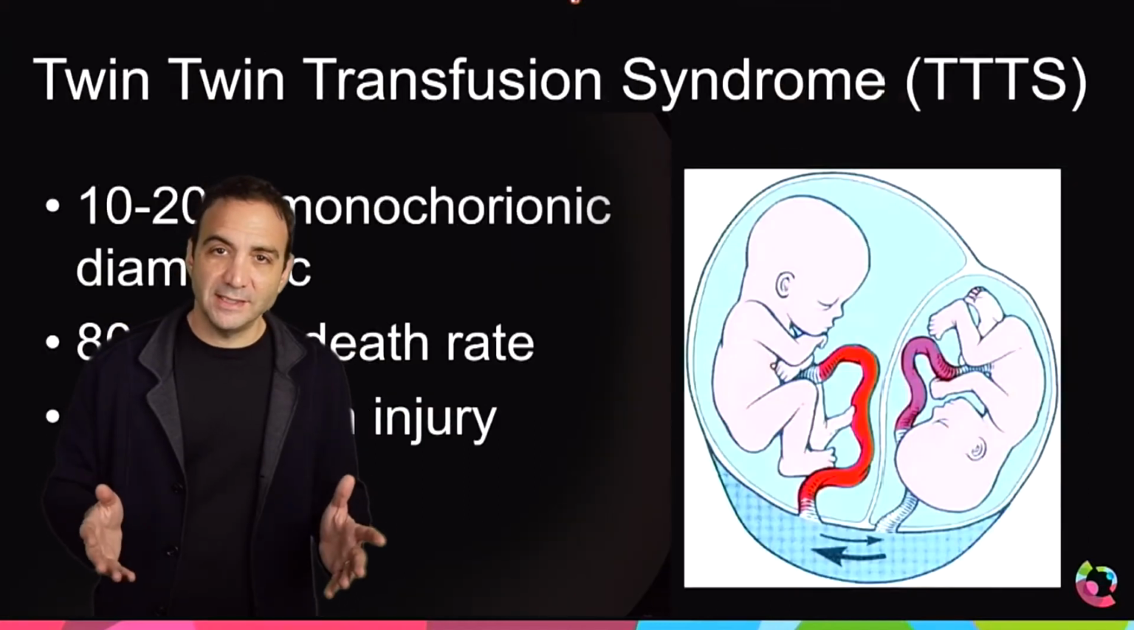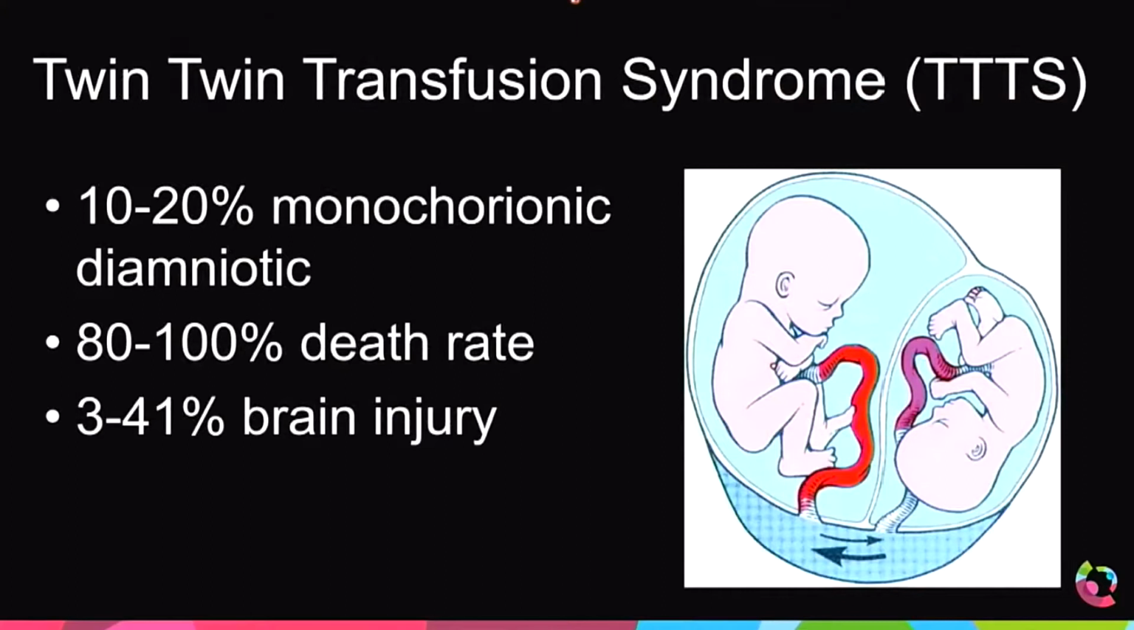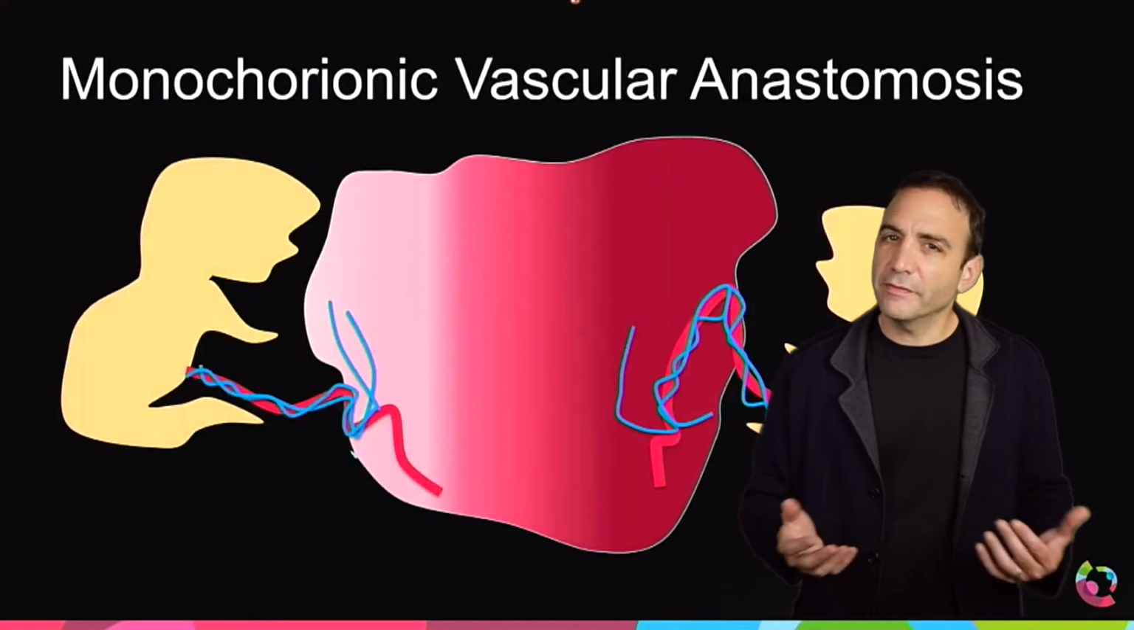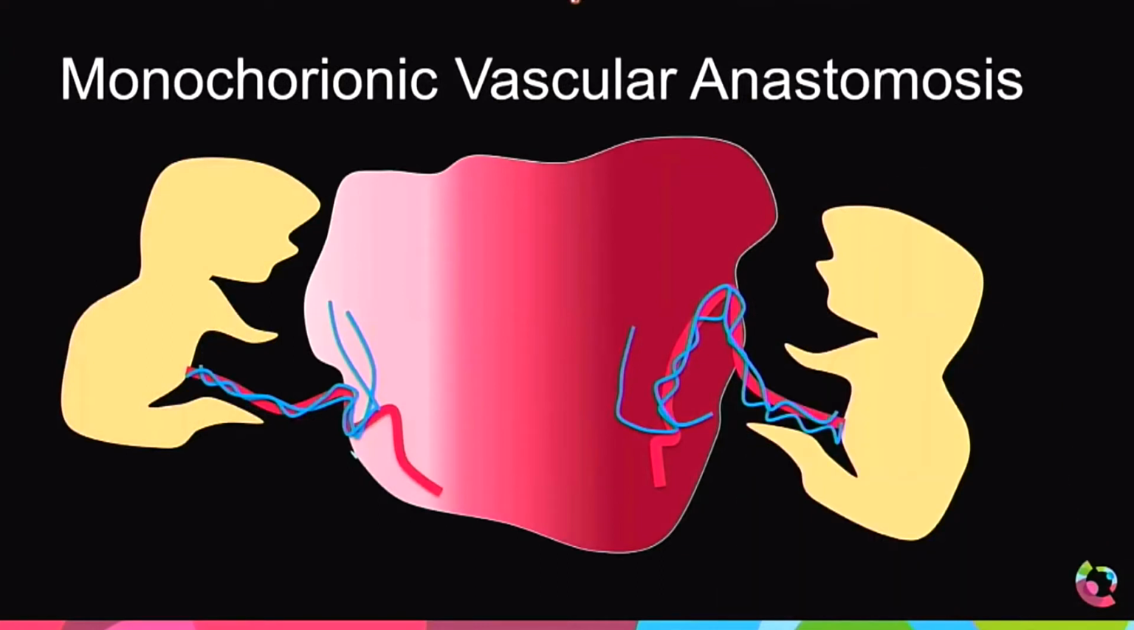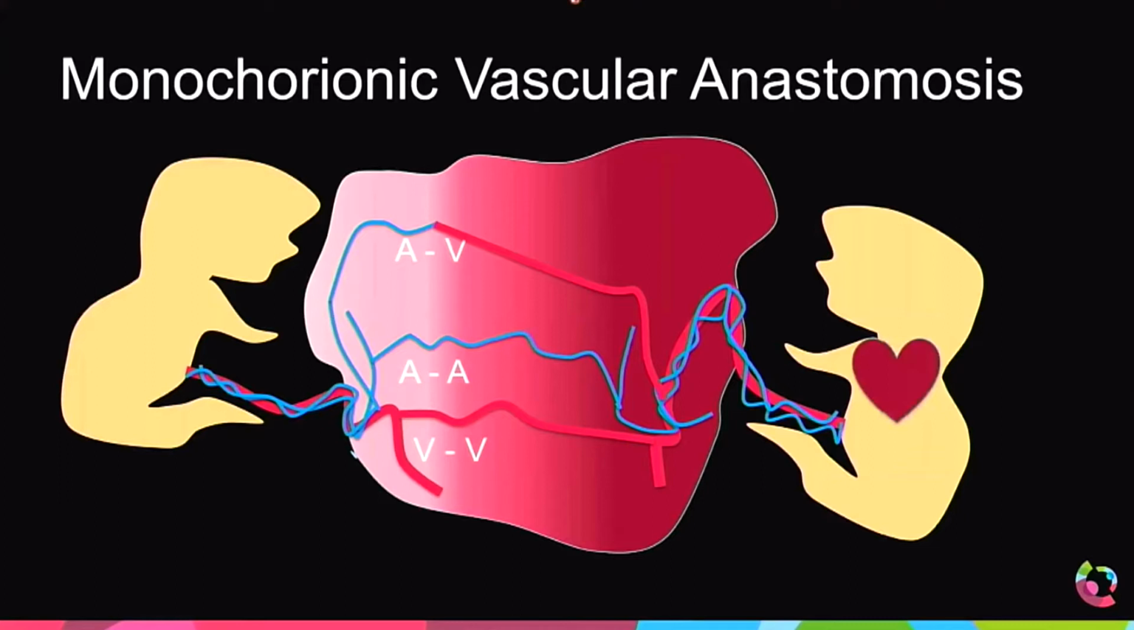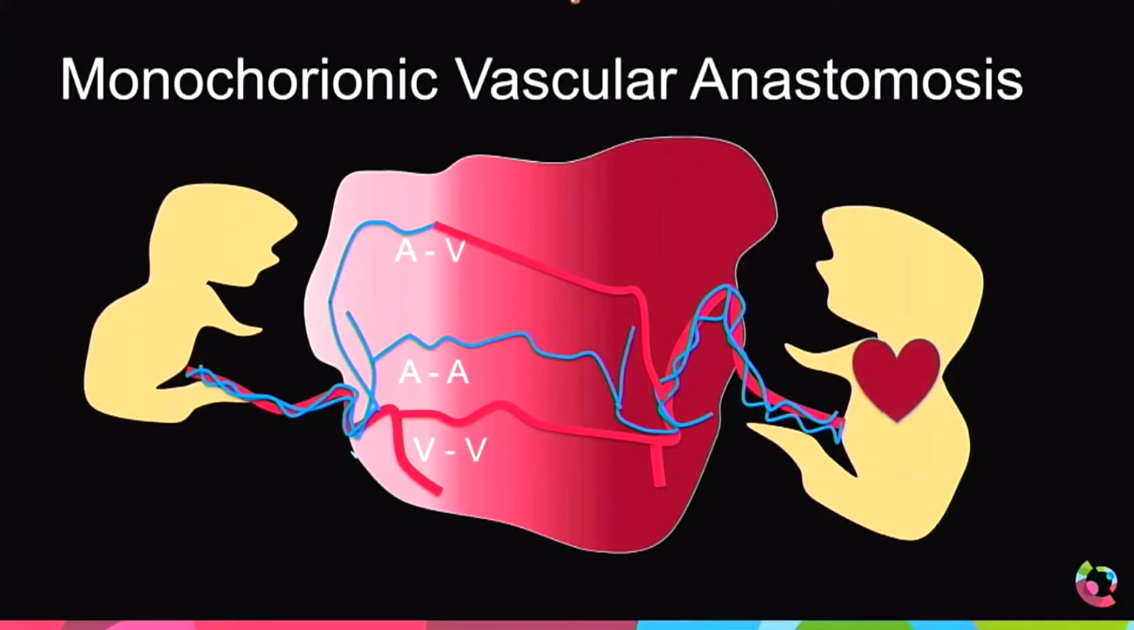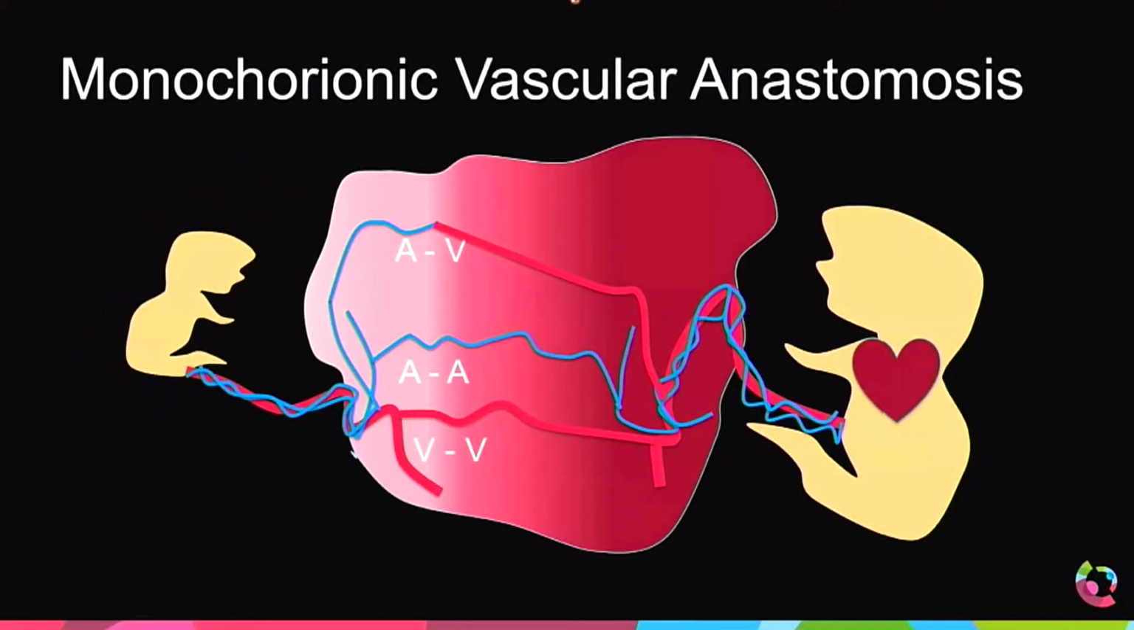Let's talk about TTTS first. It's seen in about 10 to 20% of monochorionic diamniotic gestations. Untreated has a very high death rate, and we also know it is associated with brain injury. Tell us, what are the variations? We can have many different types of anastomosis, one being artery to artery, the other being vein to vein. And then we have the dreaded arterial venous anastomosis. And when that occurs, we obviously get too much blood going to one twin, which causes heart failure, and then the other twin suffers from placental insufficiency.